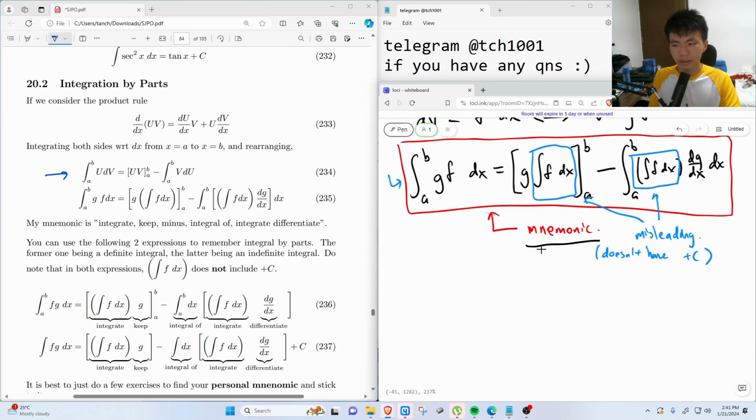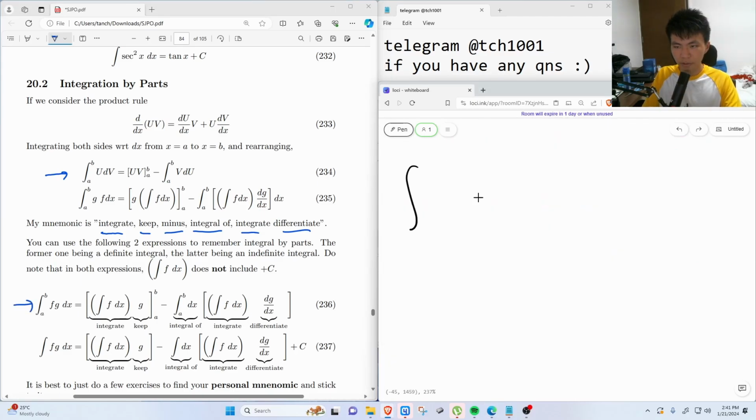So what is this mnemonic that I like to memorize? I like to think of it as integrate keep minus integral of integrate differentiate. If I might draw your attention to the bottom left over here, whenever I take an integral of something where the integrand can be written as a product of two functions, I like to think of one of them as the guy that I'm going to integrate. So in this case, I'm choosing f to be the guy that I'm going to integrate all the time. And the other function is going to be the guy that is kept the same for one term and is differentiated for the other term.